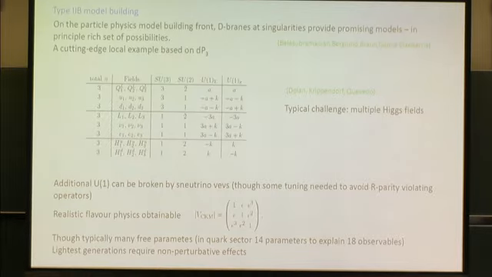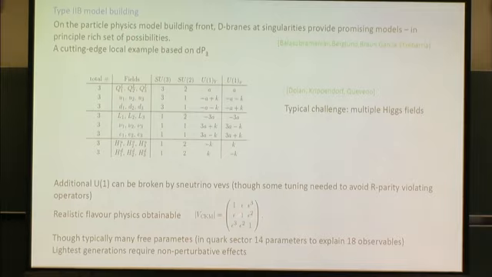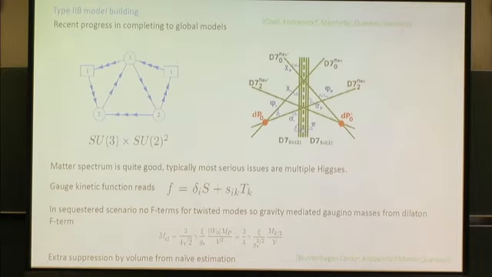Typically these flavor models, though, have many free parameters, so there are many such fields, and you choose their VEVs essentially by hand. So for example, in the quark sector there are 14 parameters to explain 18 observables, which is okay, it explains them, but it's not ideal. Ideally we would like to get many more parameters out than what we put in. So that's another challenge, to get nice predictive flavor models from these models. And another thing that's quite generic is that the lightest generation typically remains massless, and would require some non-perturbative effects to generate its mass. Okay, so that's a quick overview of the state-of-the-art of model building for brane singularities.